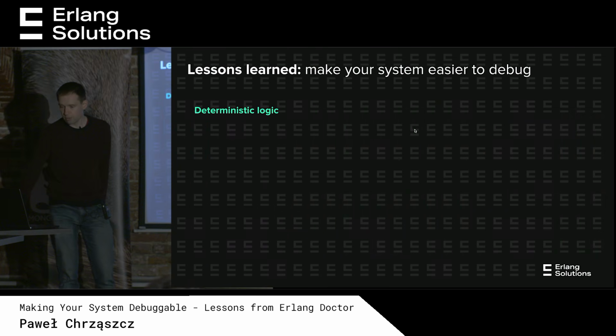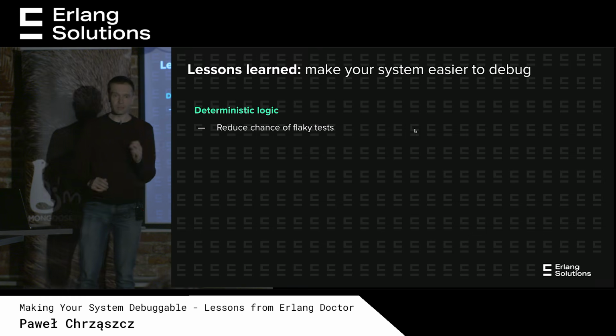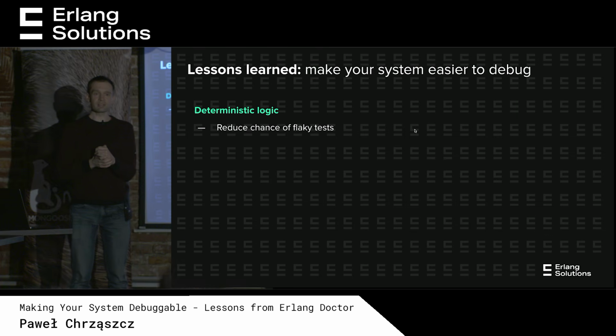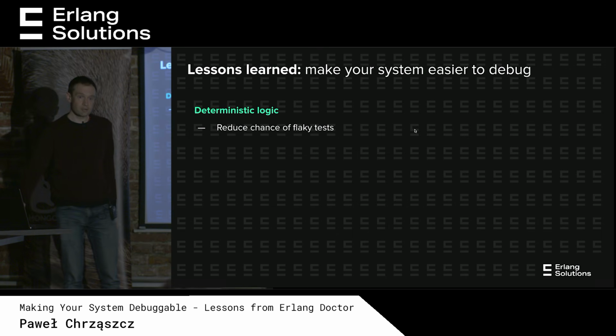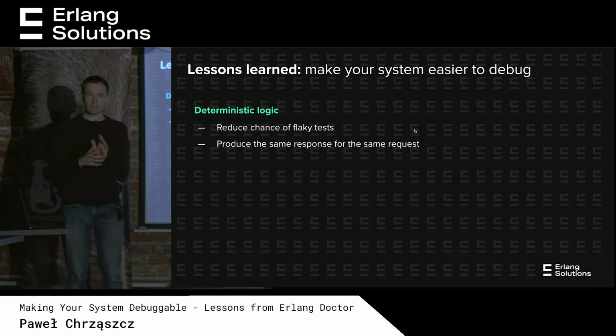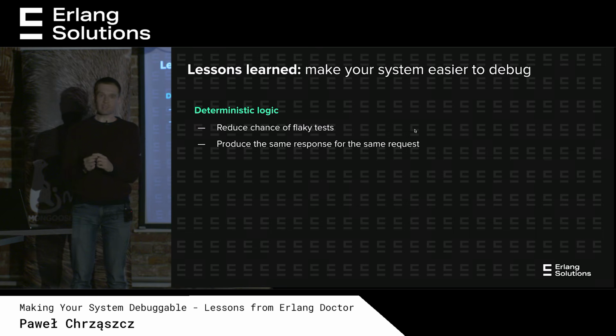So whole system, in my opinion, one more thing, like deterministic logic, because we've had many flaky tests because we are testing a distributed protocol, and we have literally thousands of tests, and some of them are flaky. So I've learned that it's good when you always produce the same response for the same request, of course, if no other conditions changed.